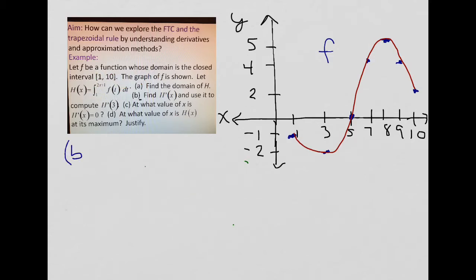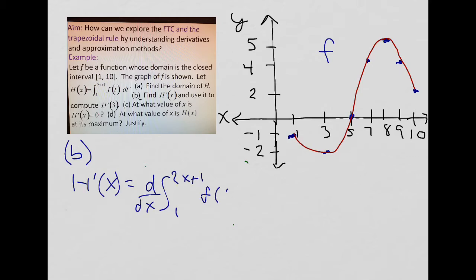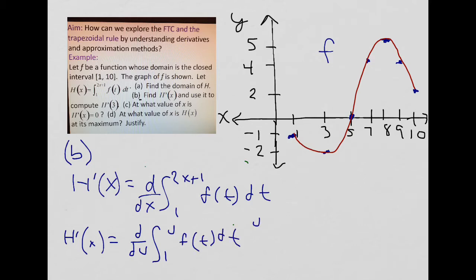Remember to pause the video if you need to. So for our next part, part B, is asking to find h prime of x. So if I'm taking the derivative on the left side, I'm doing it on the right side. And use it to compute h prime of 3. So one thing at a time. So this is FTC part 1. Now if you remember, we need our u substitution in order to do this, okay? So h prime of x is going to be d over du, the integral from 1 to u of f of t dt, where u is going to be the 2x plus 1. du is 2. You can also write a dx there, but I'm just going to leave it as 2.